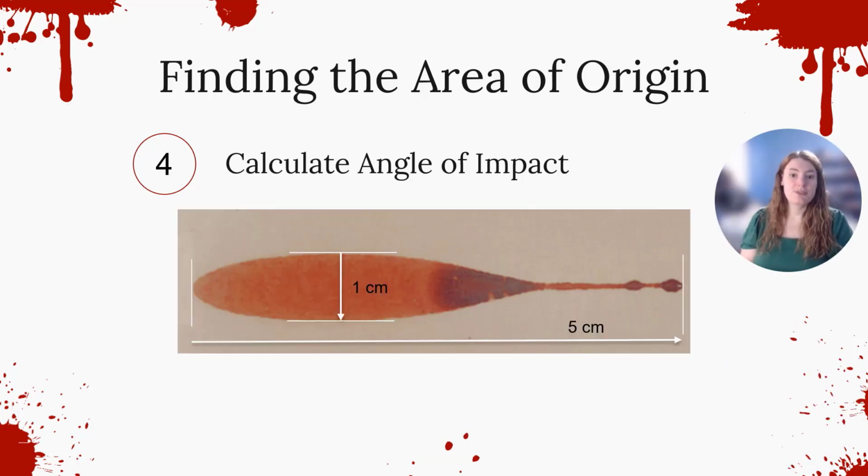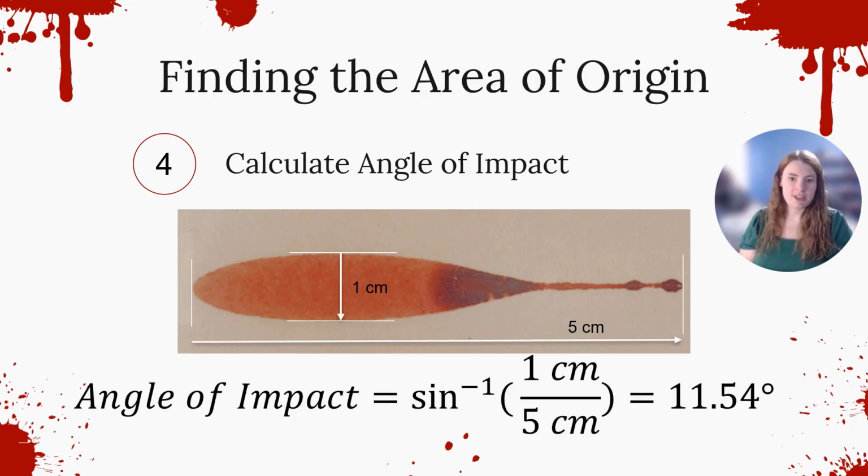So let's put that into an example real fast. Let's go back to our original blood stain, and let's say that we measured and the width is equal to 1 centimeter and the length is equal to 5 centimeters. We would plug those numbers into our equation and take the arc sine of 1 divided by 5, plug that into a calculator, don't do it by hand, and that is going to give us an impact angle of 11.54 degrees.